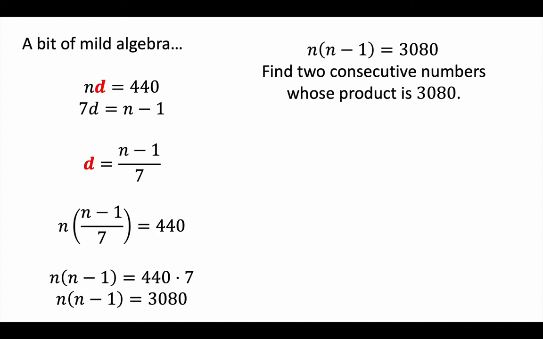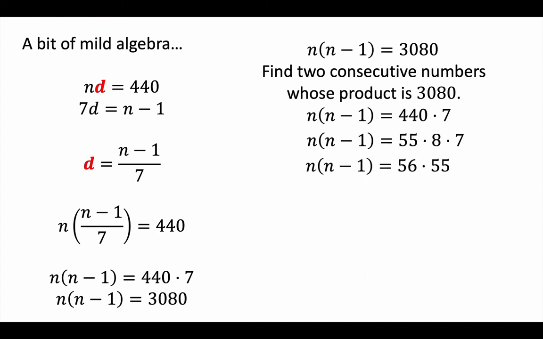Well, I claim that we actually shot ourselves in the foot earlier by doing some calculations. Where did the 3080 come from? It was 440 times 7. But 440 arose from a calculation as well. It was the number of cards, 55, times the number of pictures per card, which was 8. 8 times 7 is 56, and we have 2 consecutive numbers whose product is n times n minus 1. That must mean that n is equal to 56, so there have to be 56 images.